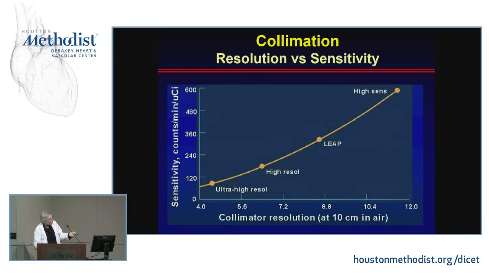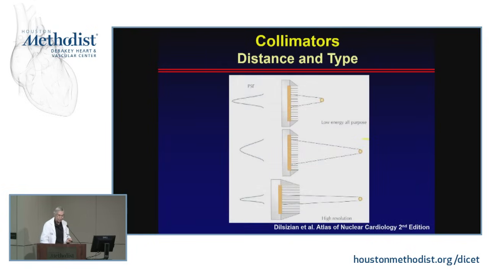Okay? And so these are very high, ultra high resolution collimators where the sensitivity is going to be very low, but the spatial resolution is going to be high. We usually use something in between, a high resolution collimator, where it's a bit of an offset, where we get reasonable collimator resolution and still adequate counts.